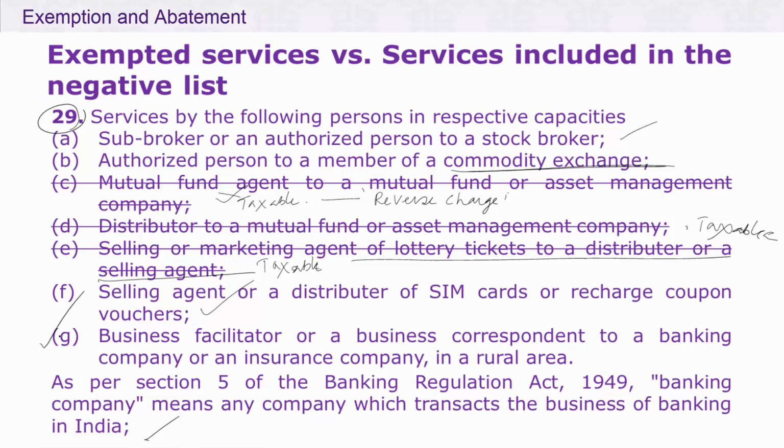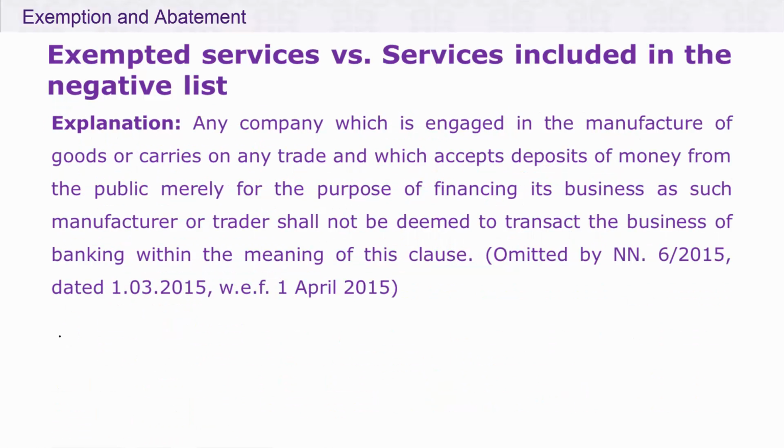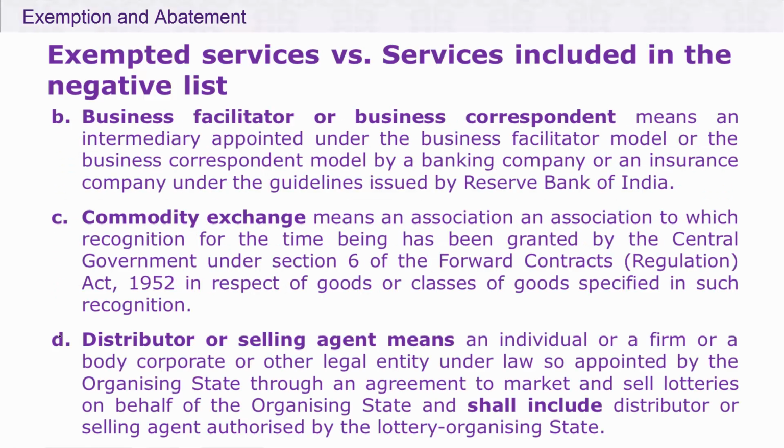29. Already we discussed at length these things. Earlier, these mutual fund distributors, etc., were also exempt. Now these are taxable. C, D, E are now taxable. Entry number 29. And 30, job worker. You know, job worker related. The job worker related is also very important.